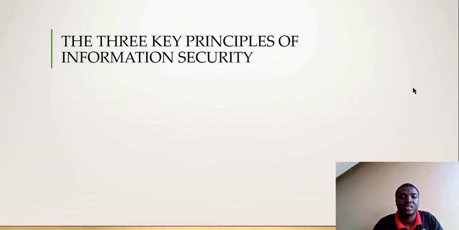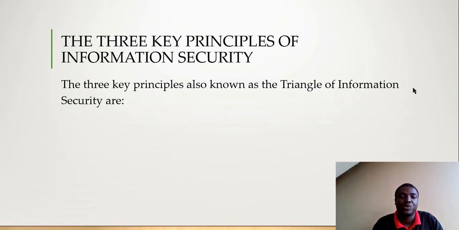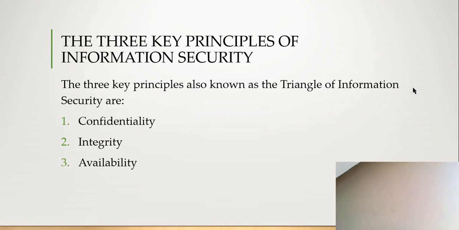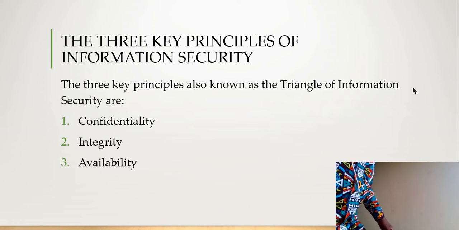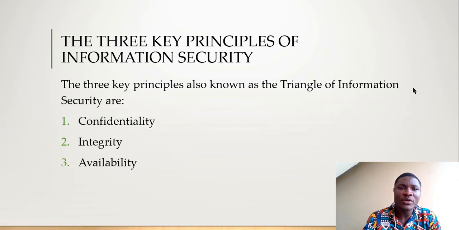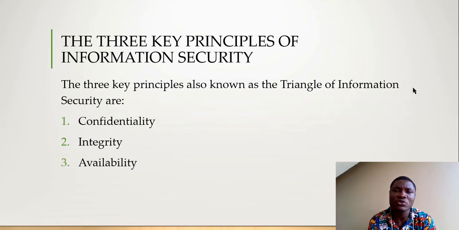And we also look at the 3 key principles of information security. The 3 key principles, also known as the triangle of information security, are 1. Confidentiality, 2. Integrity, and 3. Availability. Class, let's dive in straight and look at the 3 key principles of information security. The 3 key principles, also known as the triangle of information security, are confidentiality, integrity, and availability.